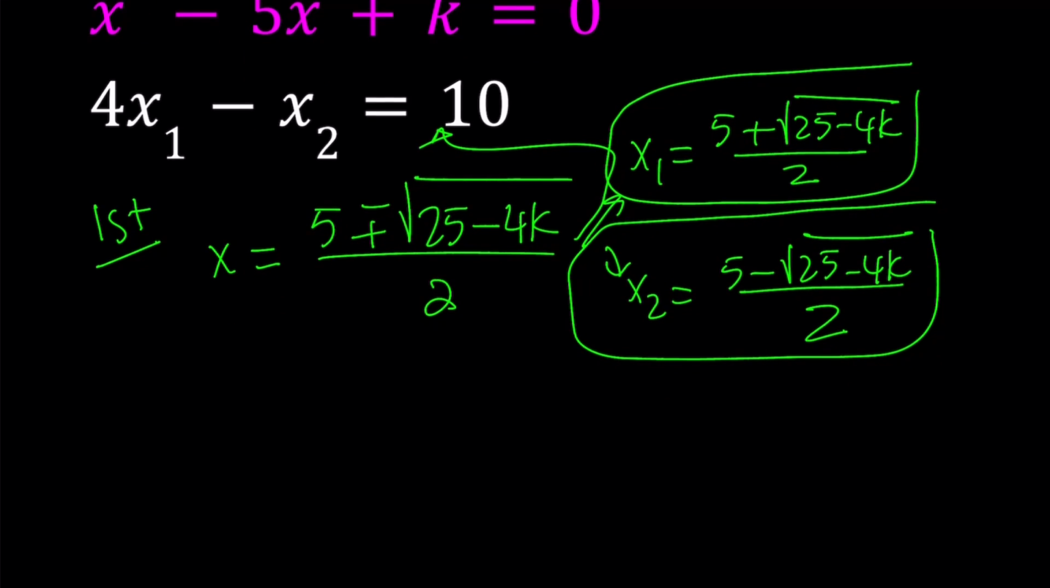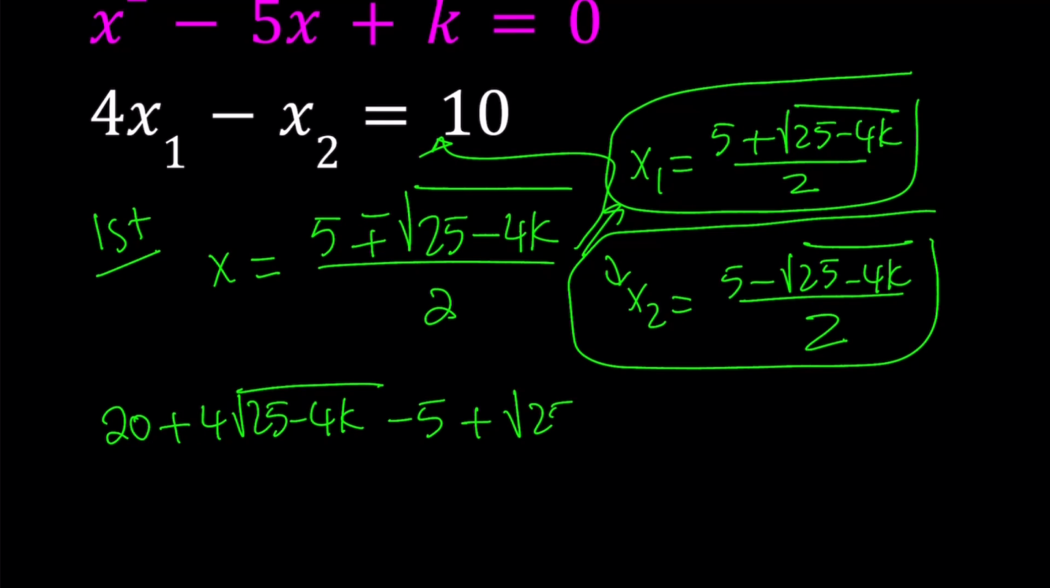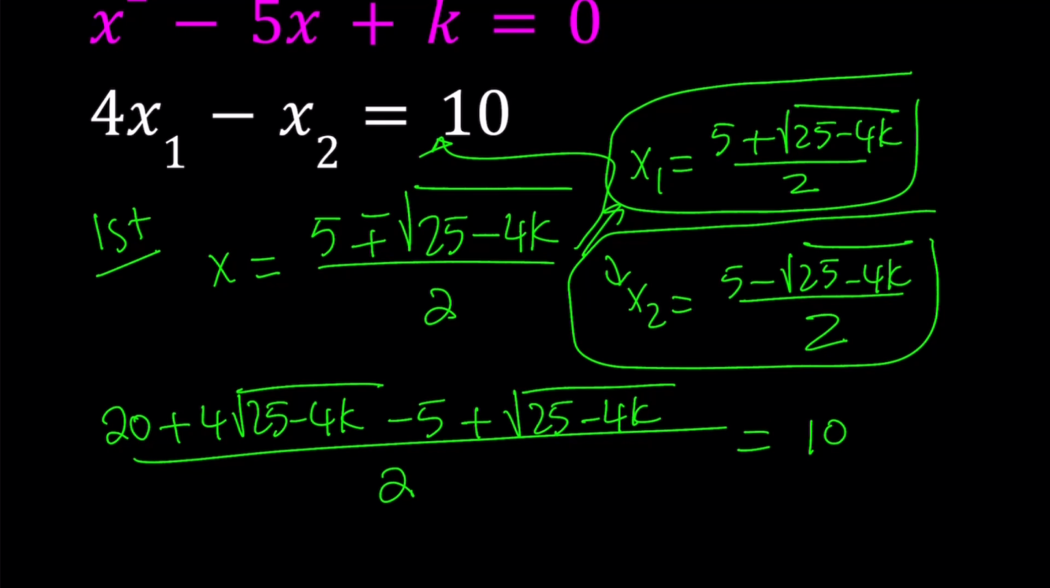4 times x1, I'm just going to multiply the numerator by 4 because they have a common denominator. I don't want to change that. So if you multiply the numerator of the x1 by 4, you get 20 plus 4 times the square root of 25 minus 4k. And then you're going to subtract x sub 2 from here. Let's go ahead and just subtract the numerator. Minus 5 plus the square root of 25 minus 4k. And all of that is going to be divided by 2. And that is going to equal 10. Because that is the equation we're given.